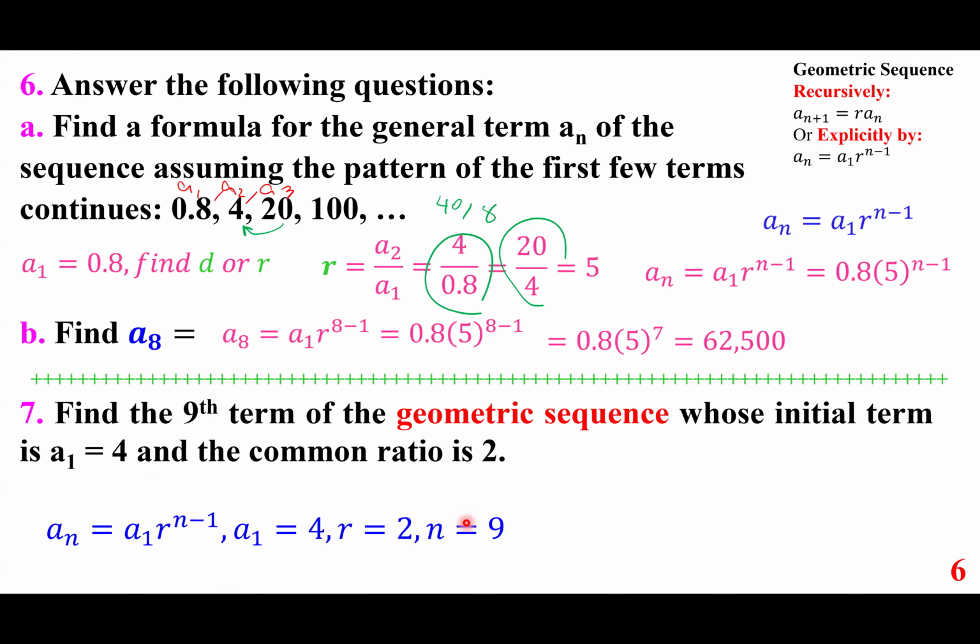So a sub 9 is 4 times 2 to the power of 9 minus 1, which is 8. So 2 to the power of 8 times 4 becomes 2 to the power of 10, just in case. This is 8. This is 2 squared. So I hope you see this is 2 to the power of 10. Very straightforward. We have the answer and we're done.